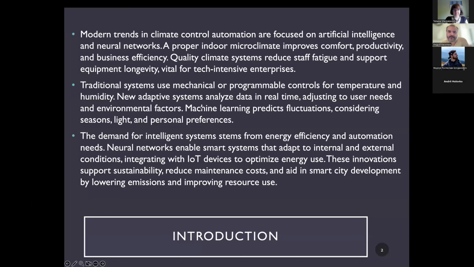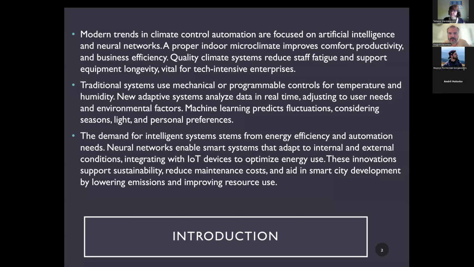Modern climate control automation increasingly relies on artificial intelligence and neural networks. And optimal indoor microclimate boosts comfort, employee productivity, and equipment longevity, which is vital for business. Traditional systems regulate temperature and humidity mechanically or programmatically, but modern adaptive systems use real-time data and machine learning to predict and adjust climate conditions based on environmental changes and user preferences.